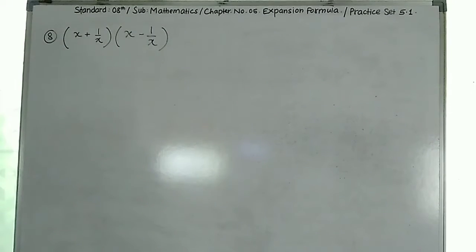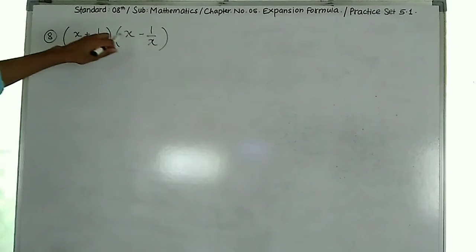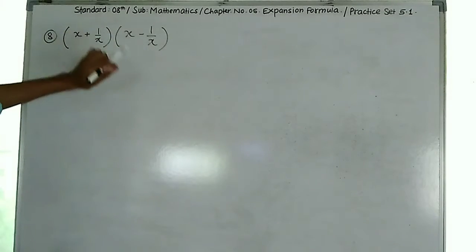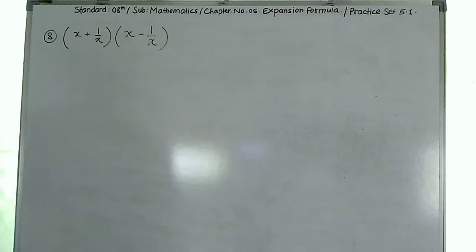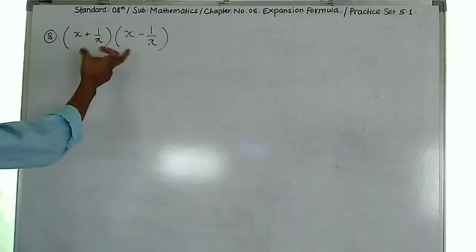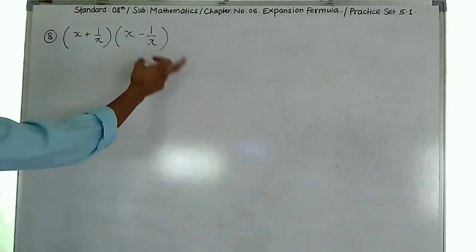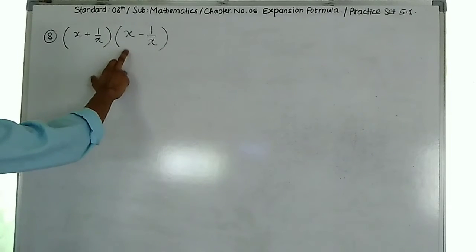Now example number 8, we have to expand (x + 1/x)(x − 1/x). Again, in this particular binomial, you can see the only difference in the brackets is that in the first bracket a plus sign is used, in the second bracket a minus sign is used between the two terms. So we can resemble this binomial as (a + b)(a − b).